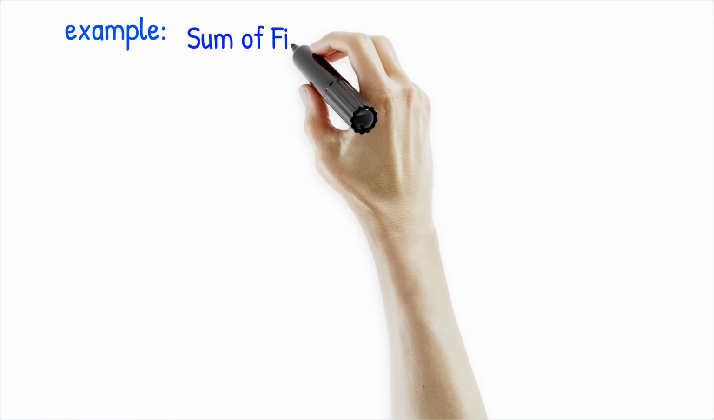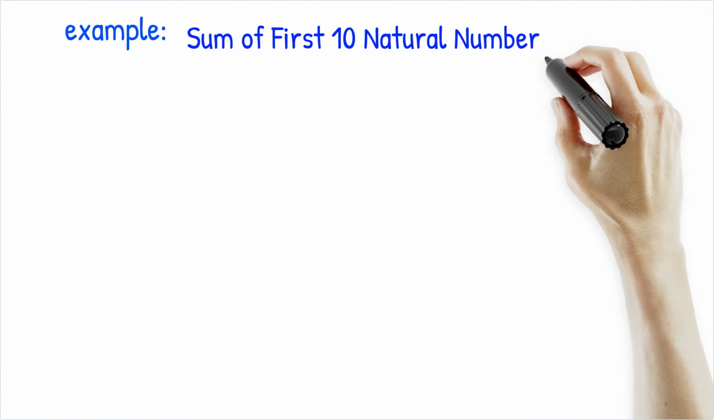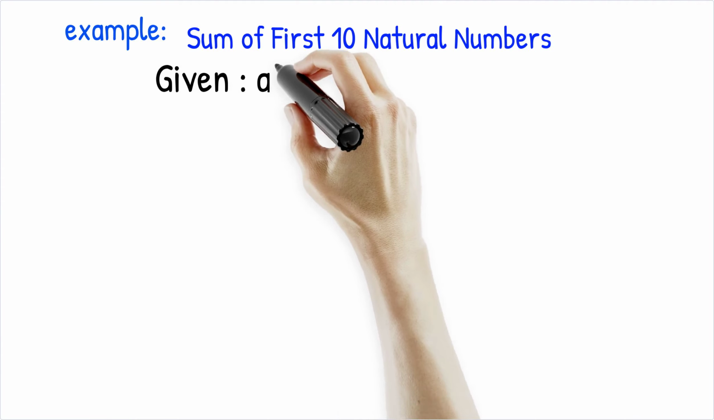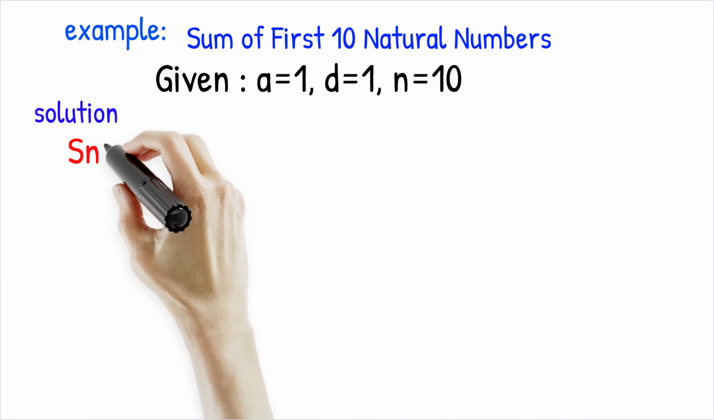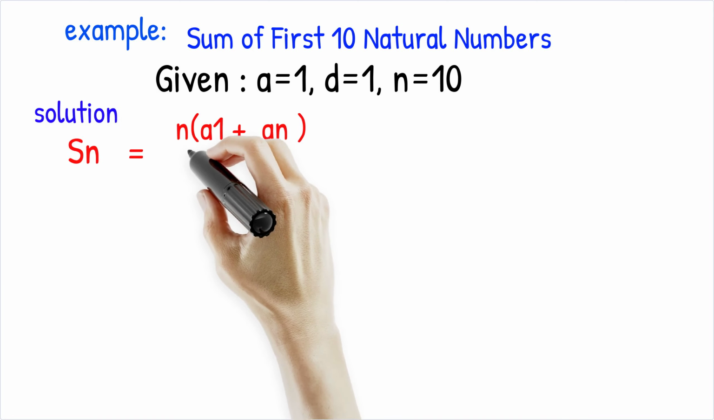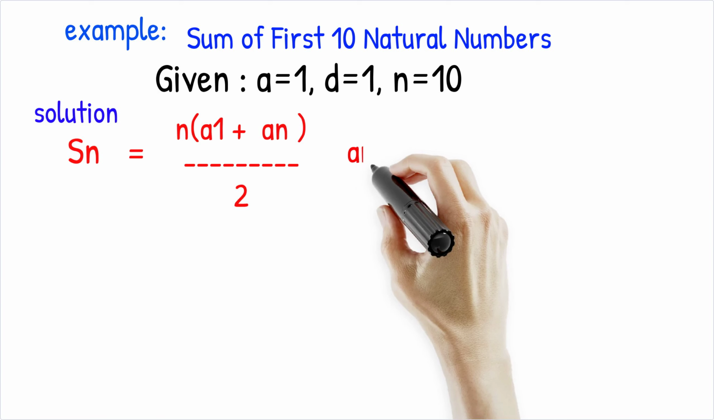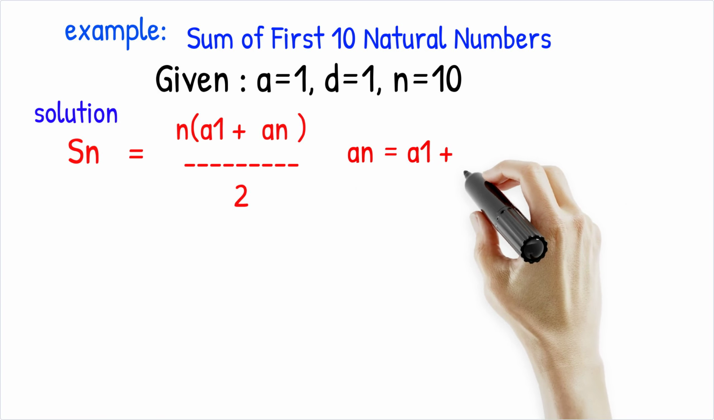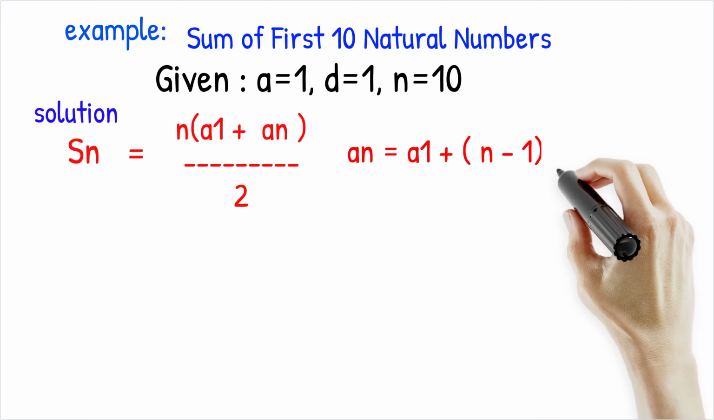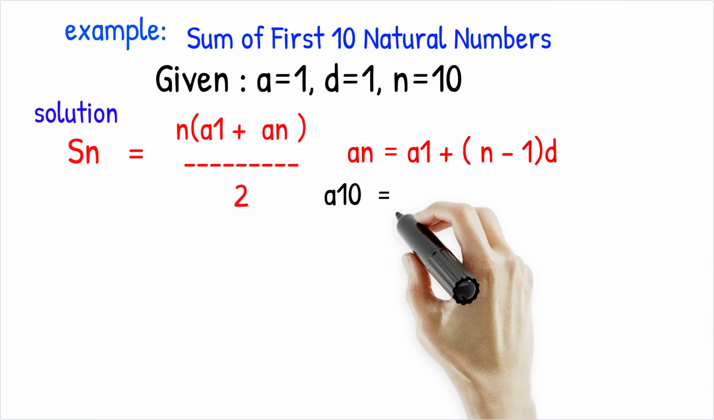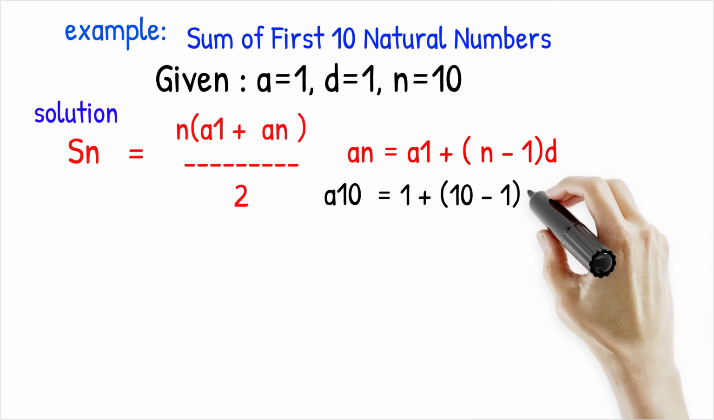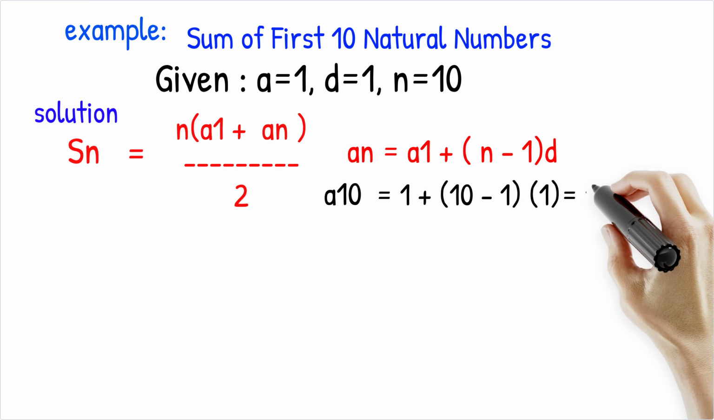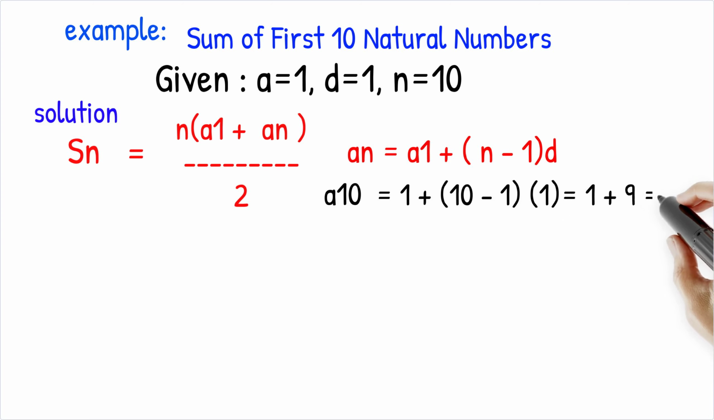Example, sum of the first 10 natural numbers. Given a equals 1, d equals 1, n equals 10. Solution: write the formulas for the sum of n terms and the nth term of an arithmetic sequence. Let's calculate the 10th term of the sequence, hence a10 equals a1, which is 1, plus n, which is 10, minus 1 times d, which is 1, that is 1 plus 9, which equals 10.